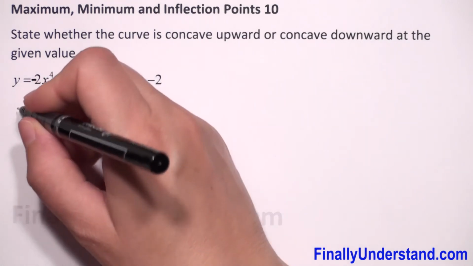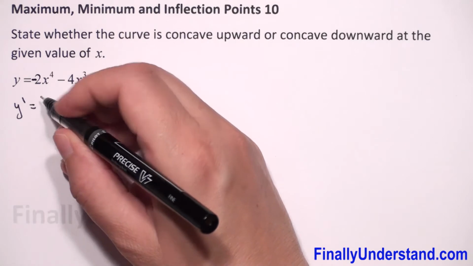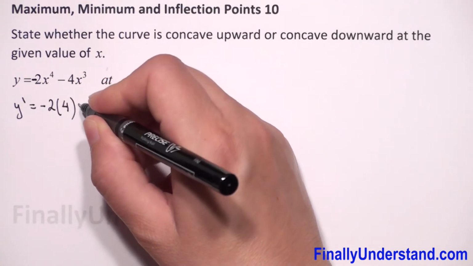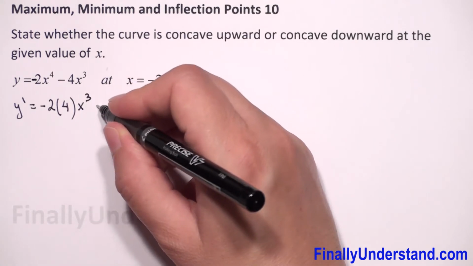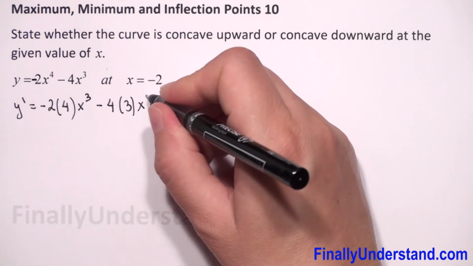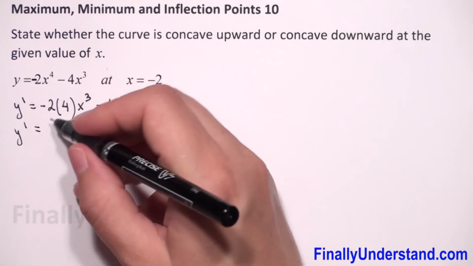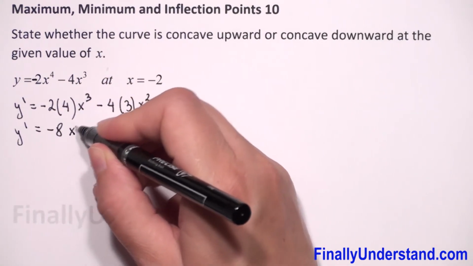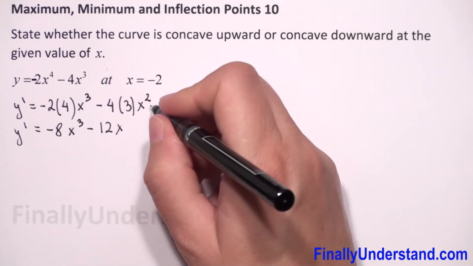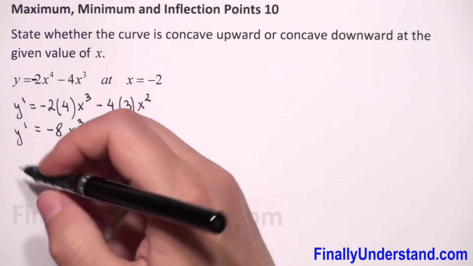So let's find the first derivative. We have negative 2x to the power 4, so it will be negative 2 times 4 times x to the power 3, minus 4 times 3 to the power 2. So y prime is equal to negative 8x to the third power minus 12x to the power 2. So we have the first derivative.